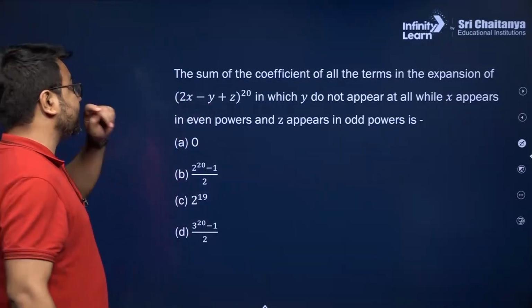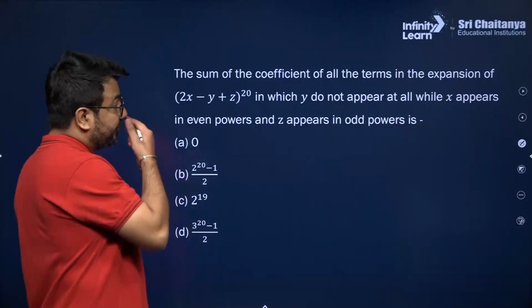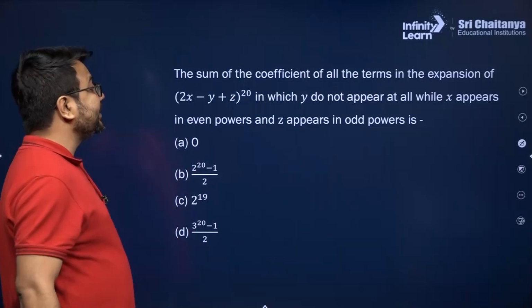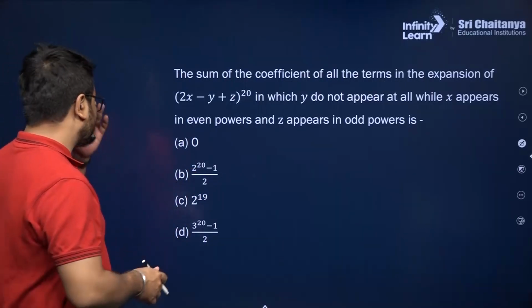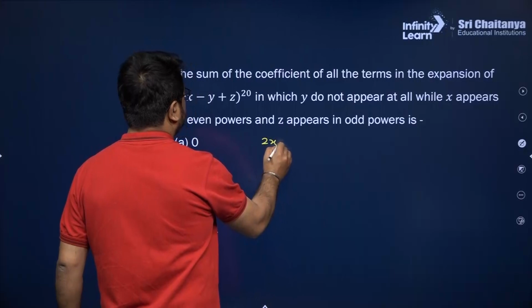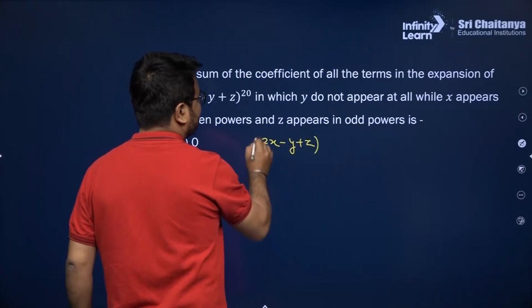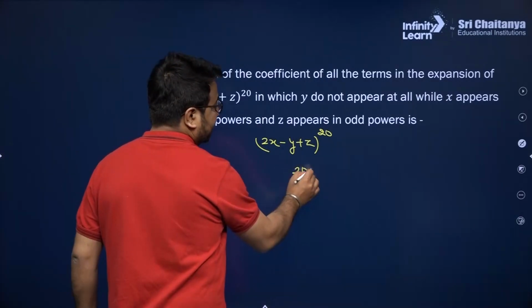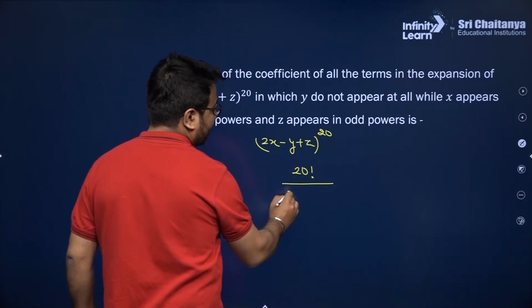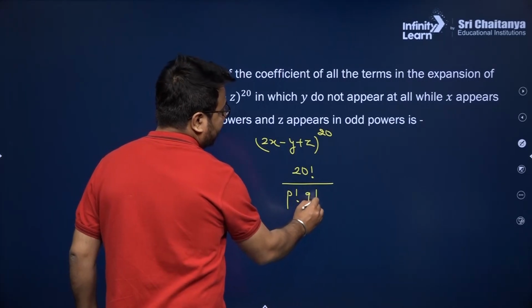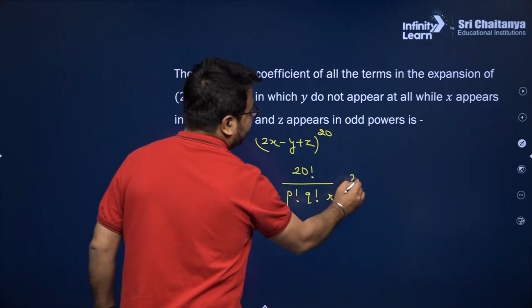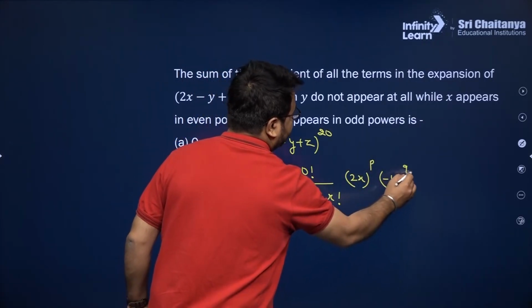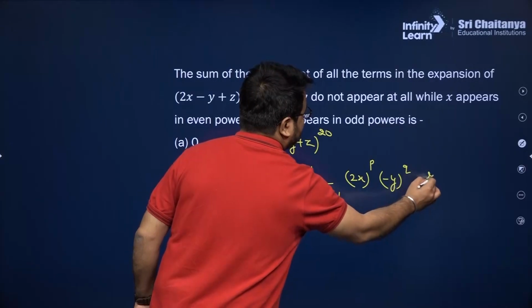The sum of the coefficients of all the terms in this expansion, in which y does not appear at all while x appears in even powers and z appears in odd powers, is what? So basically this particular expression, 2x minus y plus z whole raised to the power 20, using the multinomial theorem can have this particular term: 20 factorial over p factorial, q factorial, r factorial, where 2x is raised to the power p, minus y is raised to the power q, and z is raised to the power r.